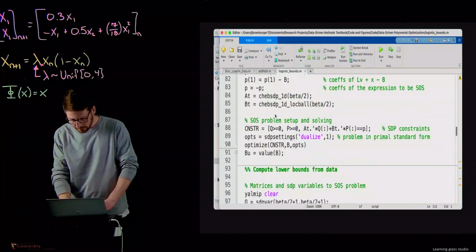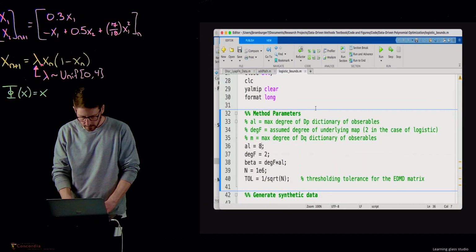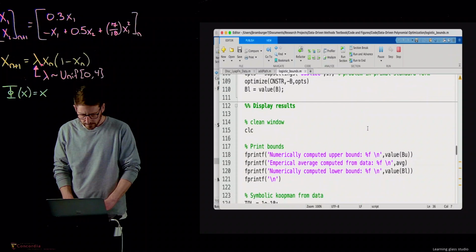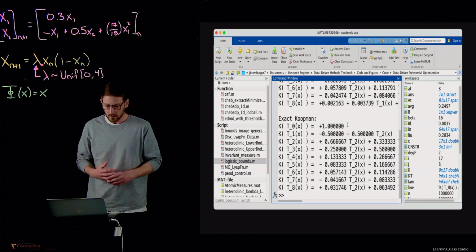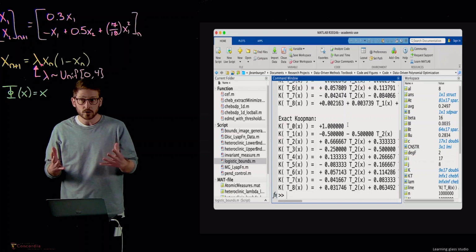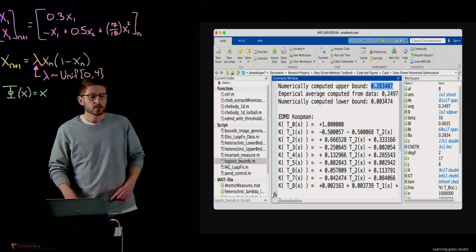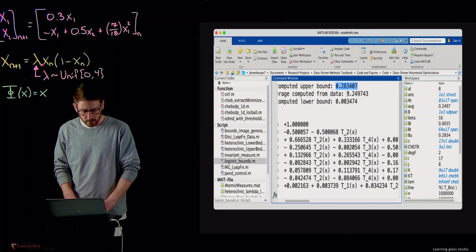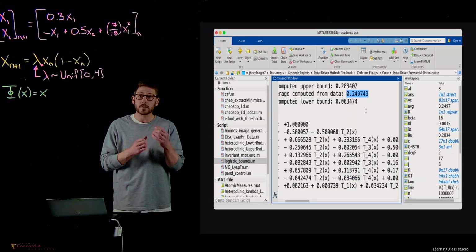Let's actually increase this alpha term here. Let's go up to a degree 8 dictionary. Let's run the whole thing, and let's take a look at what we can see here. It takes a little bit longer because it's a larger semi-definite program to work on. Now we can see that the upper bound is coming way down, so we're at about 0.28, whereas again, remember I told you that the empirical average is around a quarter. So we're getting closer. We're off by about 0.03 now.